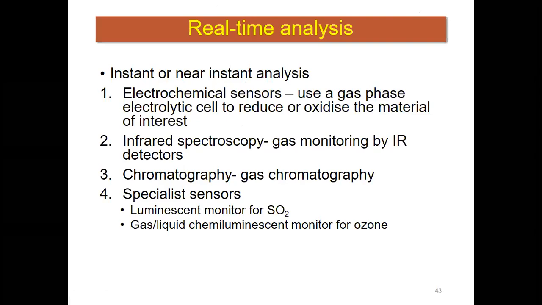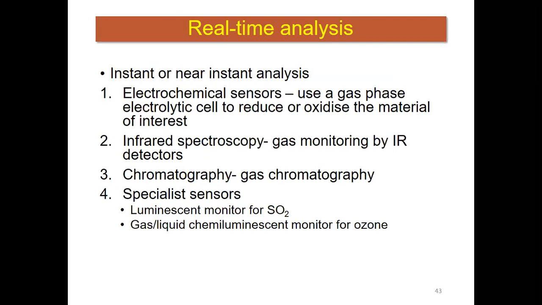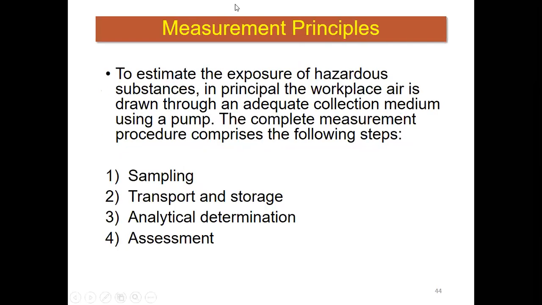And there are some special sensors for detecting special gases. For example, there are some luminescent monitors for sulfur dioxide, and to detect ozone, some gas-liquid chemiluminescent monitors. So those are some special sensors. But these three, the electrochemical sensor, IR spectroscopy, and gas chromatography, are the most used methods in real-time analysis. In the normal analytical lab, in most cases we use gas chromatography for detection of gases, right? So those are the four main techniques available for gas sampling.